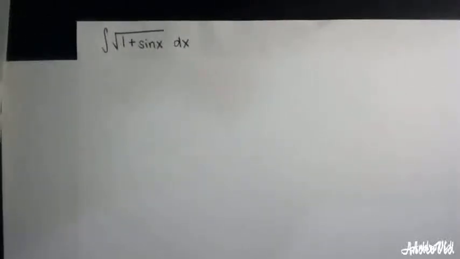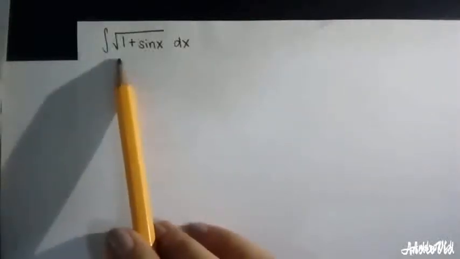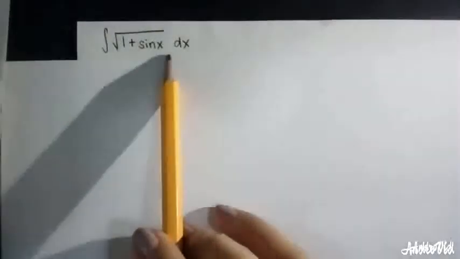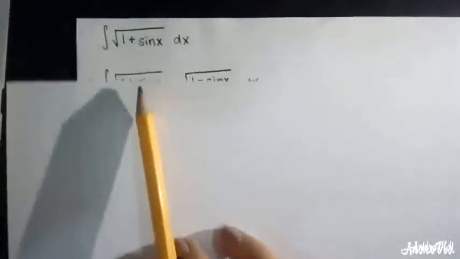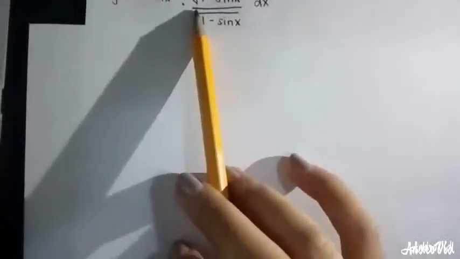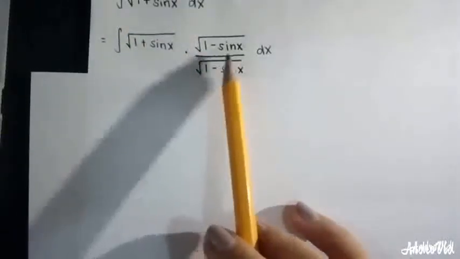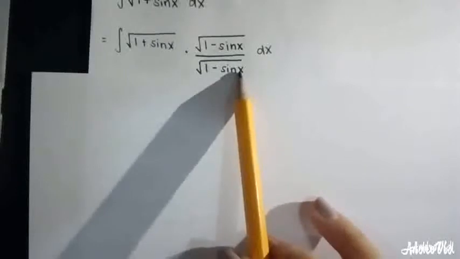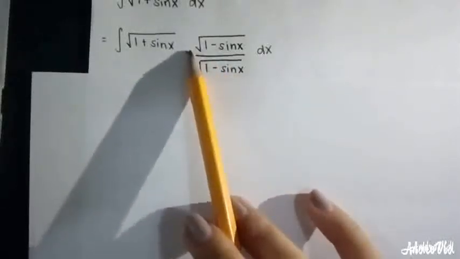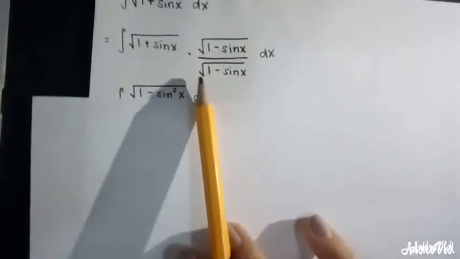I'm going to show you how to solve for the integral of the square root of 1 plus sine x dx. We know that there's no direct identity here, so what we're going to do is multiply by the square root of 1 minus sine x over the square root of 1 minus sine x, just so we could get some identities.